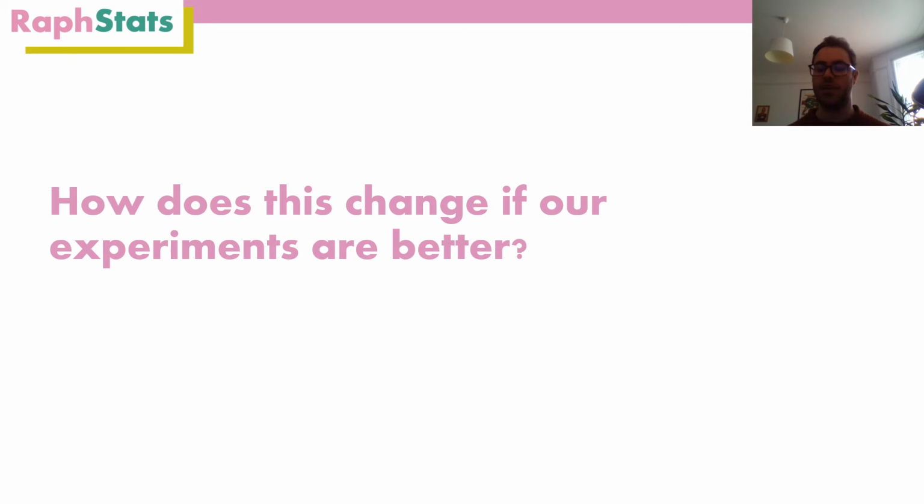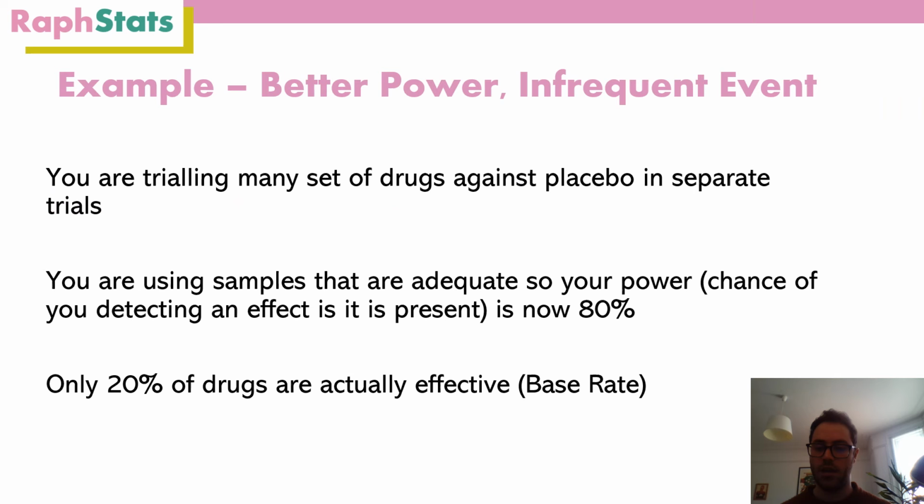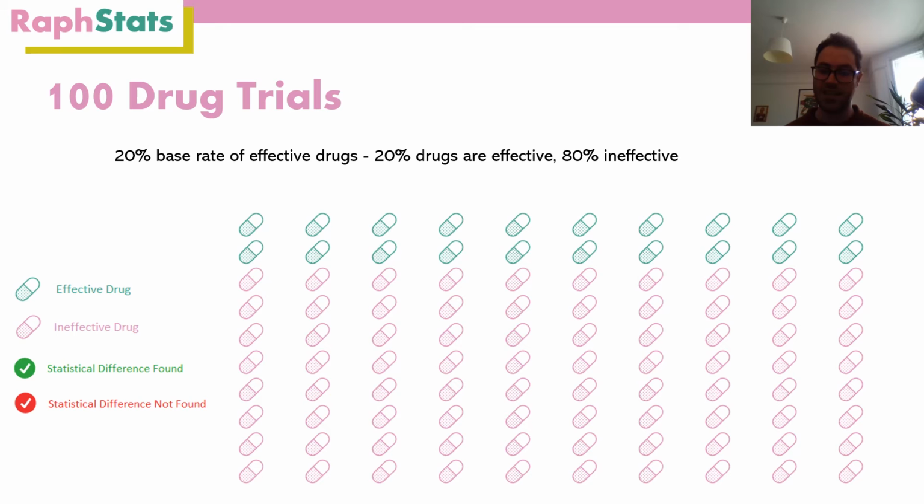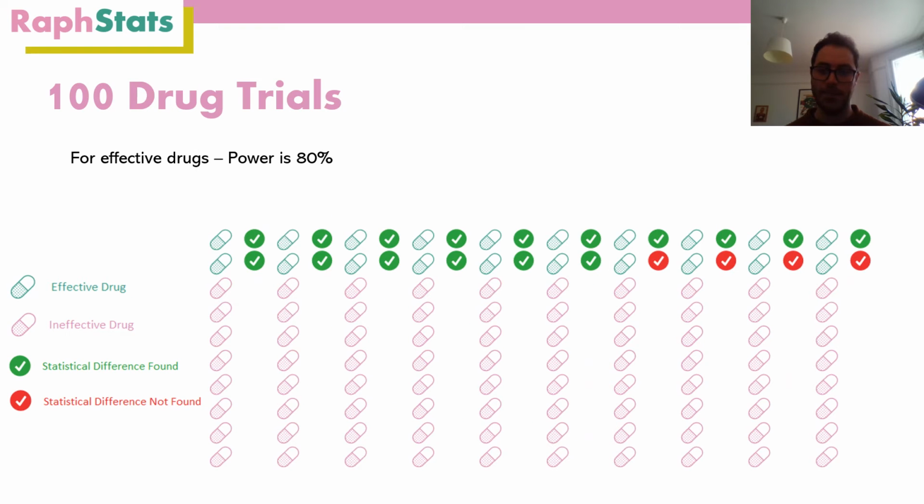So how does this change if our experiments are better? Well, in the subsequent example, it's still an infrequent event, the drugs are still quite rare, but we've thought about our design a little bit, and we're going to adequately power our studies, probably by using more people. So now, 80% of the time when there is an effect, we'll find one. The setup's much the same here, but unlike before, we're going to discover 16 of those 20 drugs truly to be effective.